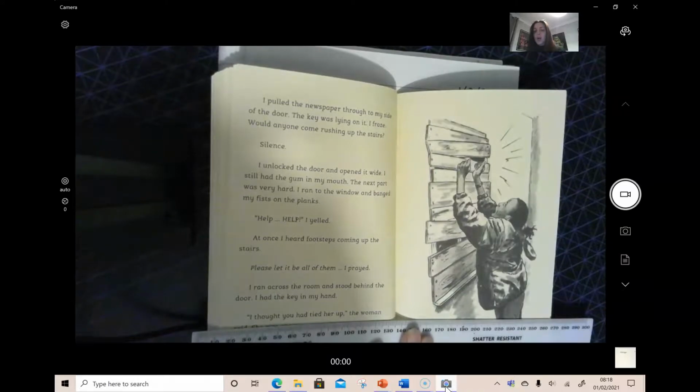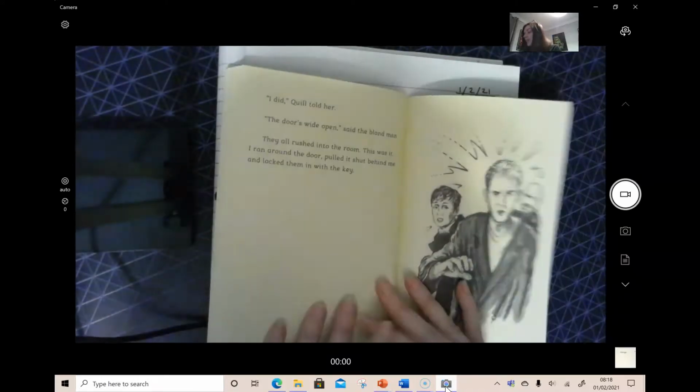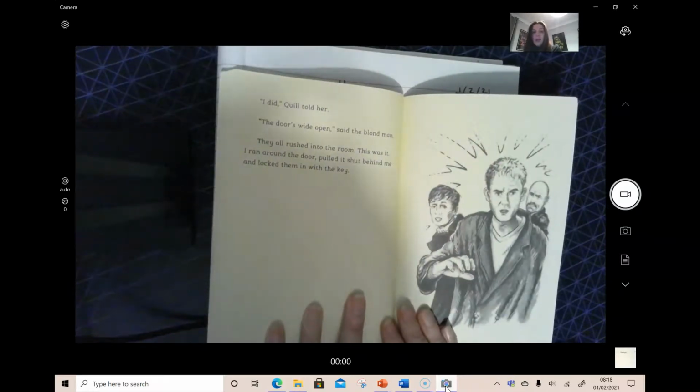I thought you had tied her up, the woman said. She was angry. I did, Quill told her. The door's wide open, said the blonde man. They all rushed into the room. This was it. I ran around the door, pulled it shut behind me, and locked them in with the key.